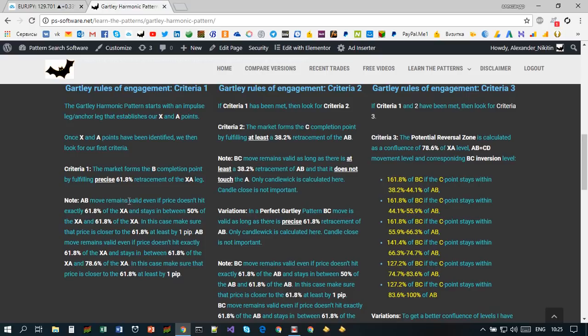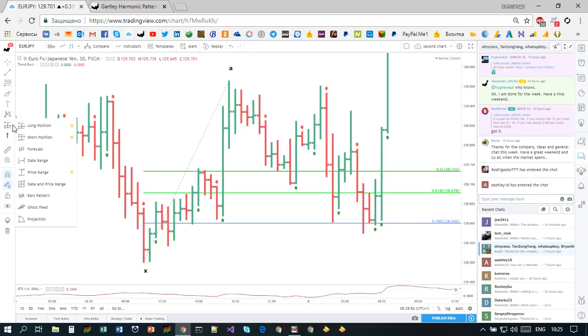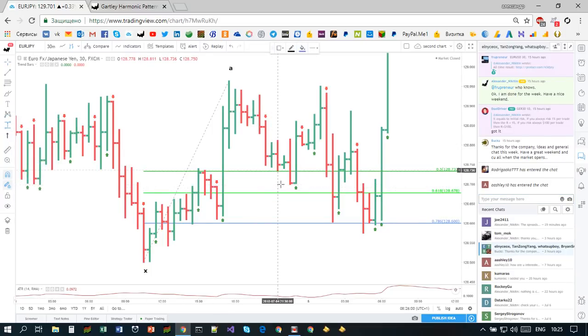Note, the AB move remains valid even if price does not hit 61.8 of the XA and stays between 50 and 61.8. In this case, make sure that price is closer to 61.8 rather than to 50. That's it. Okay, so how do you understand that price is closer to 61.8? Take this price range.